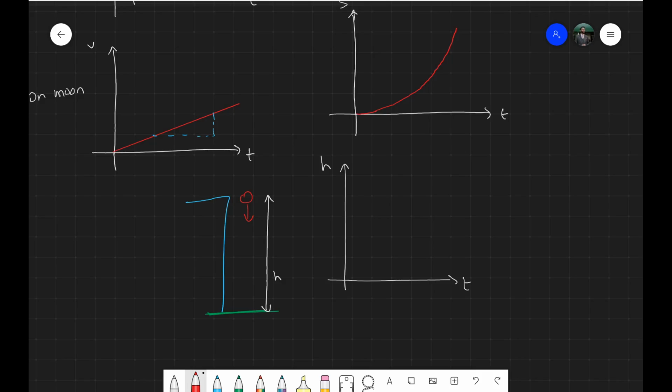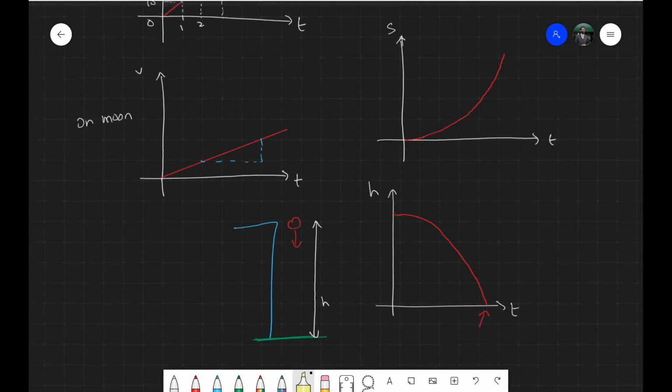So again, I have to be careful. At the beginning of the graph, the shape must be such that it starts out as a flat line, and then the gradient keeps increasing and increasing, and then it hits the ground. This is the point where the ball has hit the ground. But you can see that in the beginning the graph is a flat line because initially the velocity was 0.